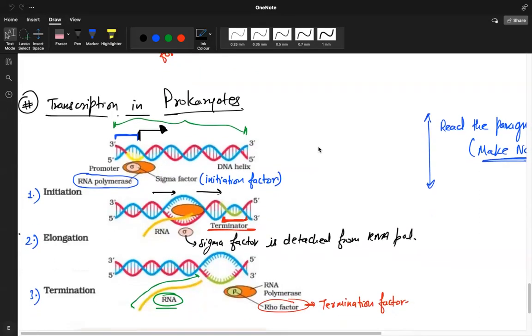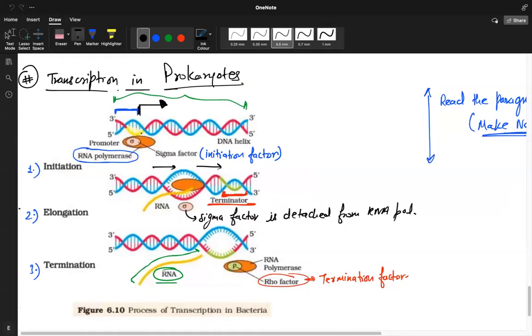There are 3 steps: initiation, elongation, and termination. Initiation is where the sigma factor guides the RNA polymerase to go and bind to the promoter region, and the transcription begins. And as it continues towards the terminator, the RNA is formed. It keeps on elongating. So the second step is elongation. And remember, sigma detaches from the RNA pol the moment elongation starts. So sigma is not important for elongation. It is just important for initiation.